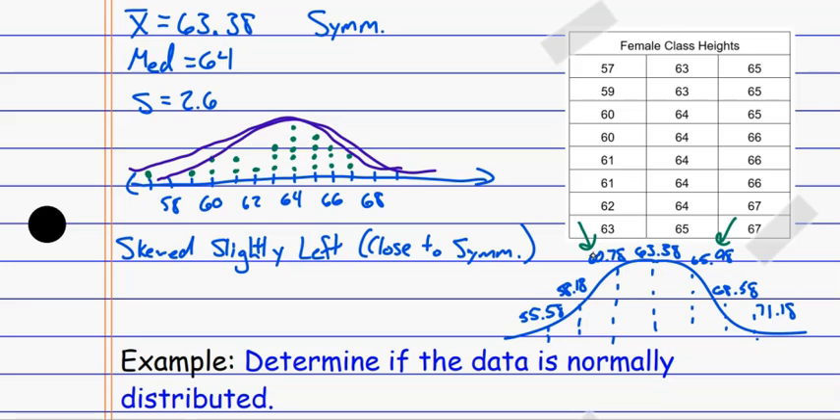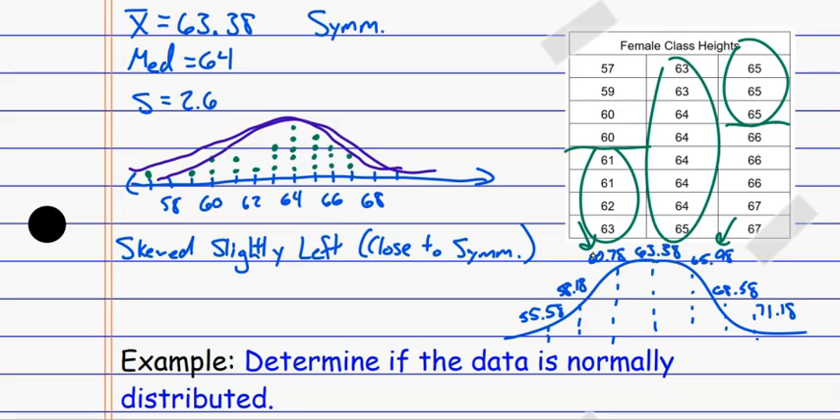So I just go through and count. I count up how many values are between 60.78, which is the 61, on up to 65.98, so up to here. All of these values are in that range. I count them up. There's 15 of those. Well, I just simply divide. 15 divided by the 24 that are here shows me that within one standard deviation, I have 62.5% of the data. That was one standard deviation.